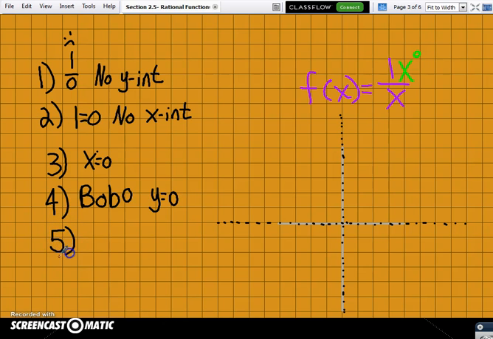Now, step 5. I plot some x values here. Now, realize something. I'm just going to pick some simple ones.